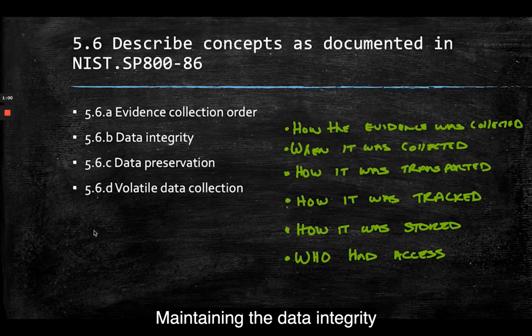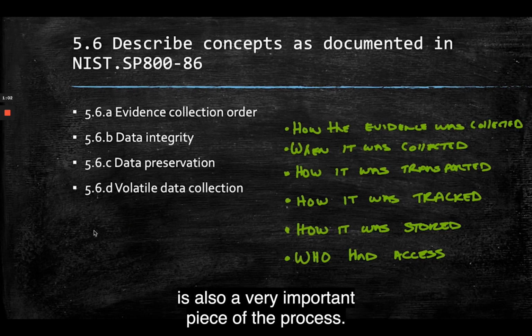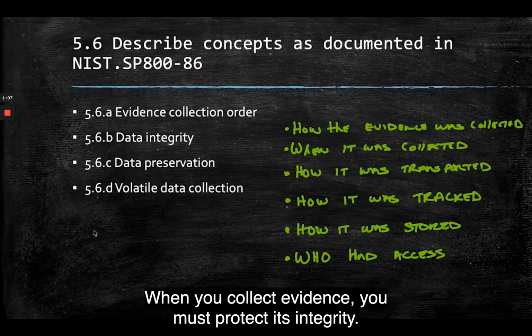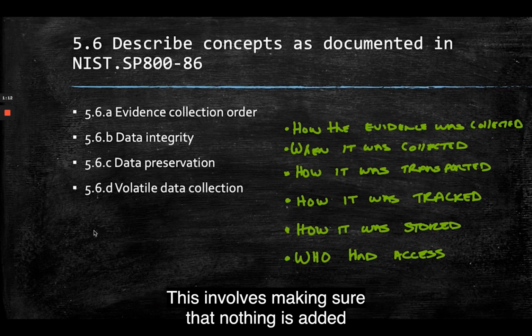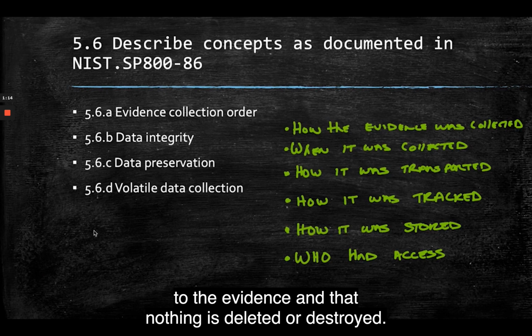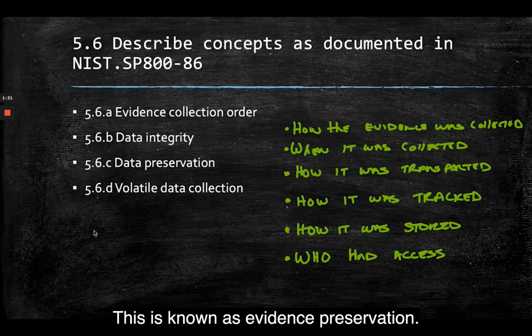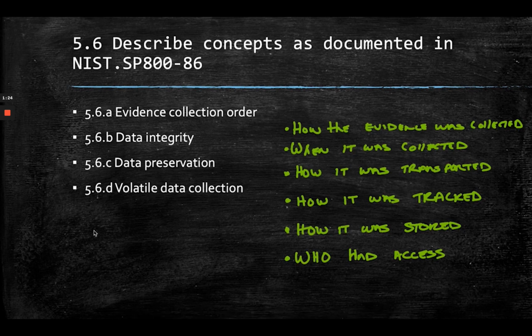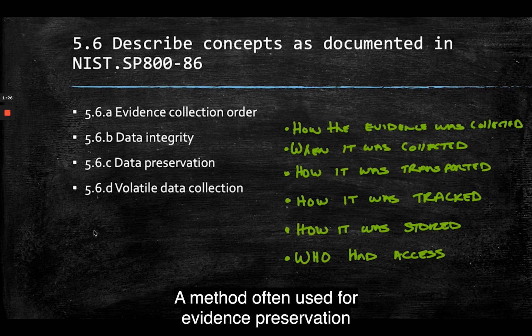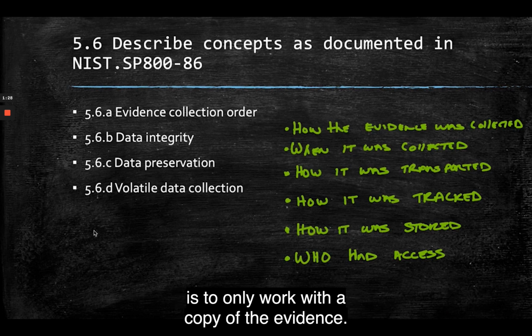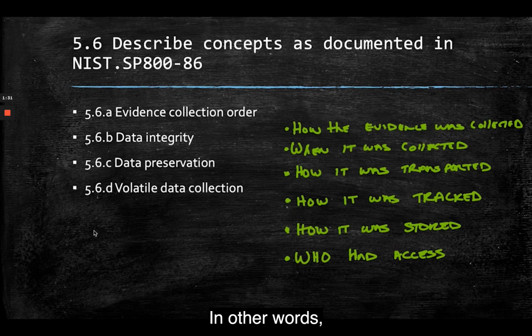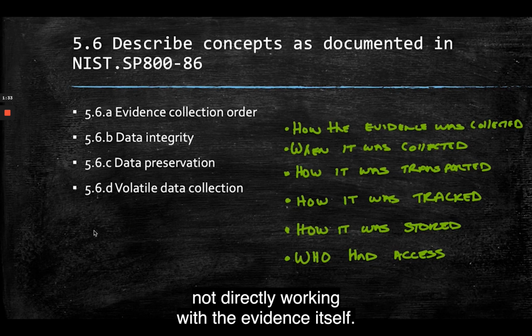Maintaining the data integrity is also a very important piece of the process. When you collect evidence, you must protect its integrity. This involves making sure that nothing is added to the evidence and that nothing is deleted or destroyed. This is known as evidence preservation. A method often used for evidence preservation is to only work with a copy of the evidence. In other words, not directly working with the evidence itself.